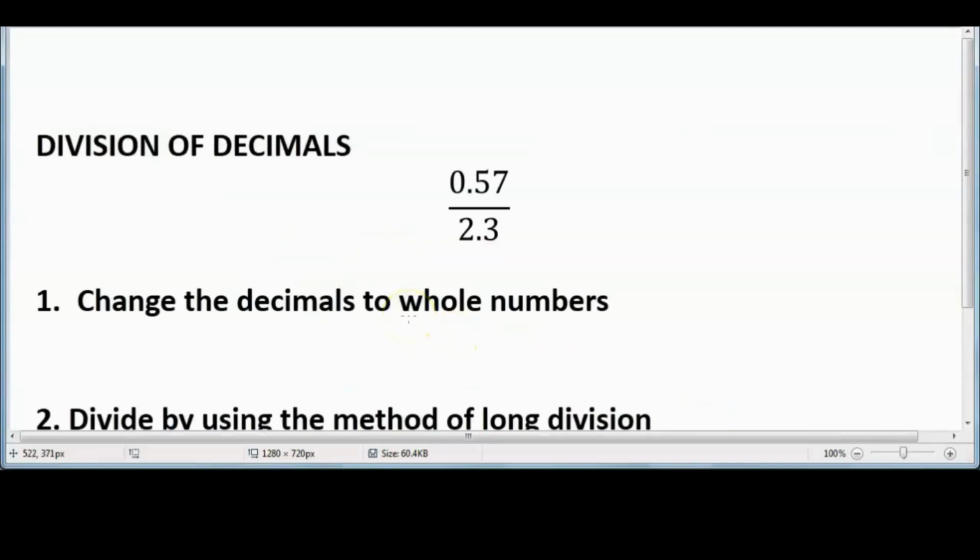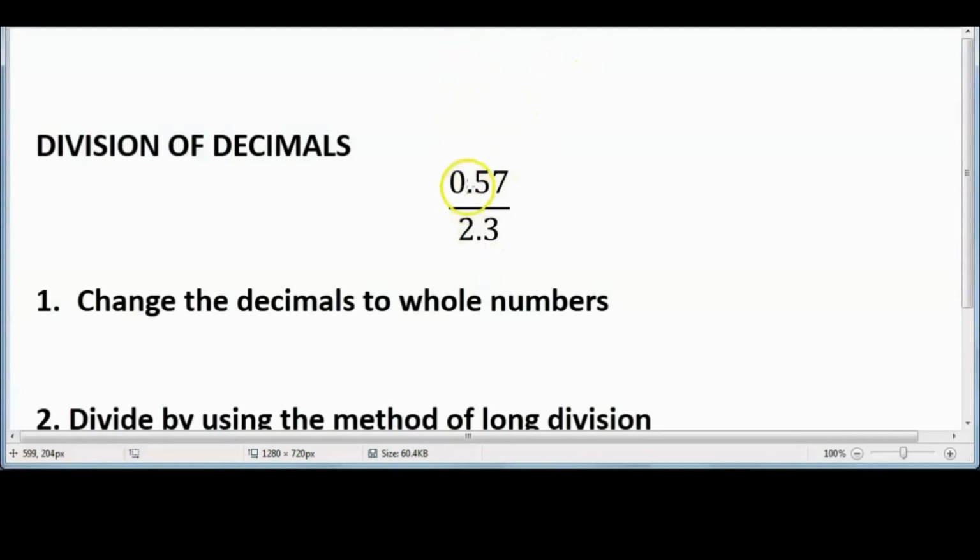Division of decimals. The rules for division are different from those of addition, subtraction, and multiplication. Let's take a look. First of all, you change the decimal to whole numbers. To change the decimals to whole numbers, first locate the figure with the highest number of decimal places. 0.57 has 2 decimal places. Next, shift the decimal point 2 places to the right for both figures. In other words, multiply by 100.